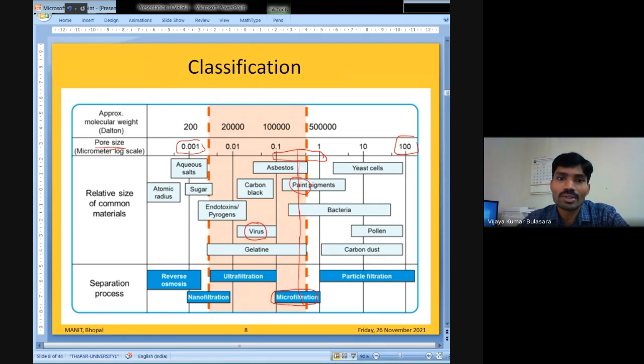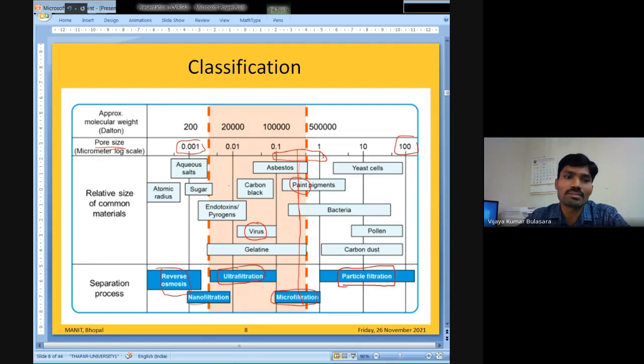Okay, and prior to microfiltration, we can also go for particle filtration. Particle filtration includes the sand filters or any cloth filters, which can separate some bacteria of larger size and yeast cells. Okay, and ultrafiltration covers the pore size range up to 0.1 micron, which means 100 nanometers. So 2 to 100 nanometers is the ultrafiltration range, 1 to 2 nanometers is the nanofiltration range, and less than 1 nanometer is the reverse osmosis pore size range.